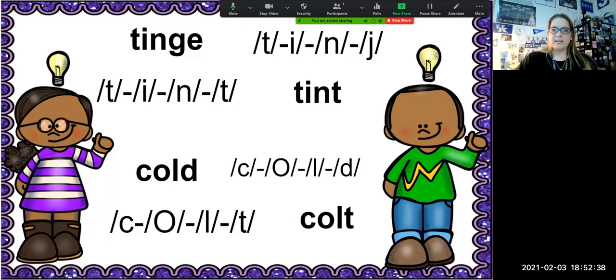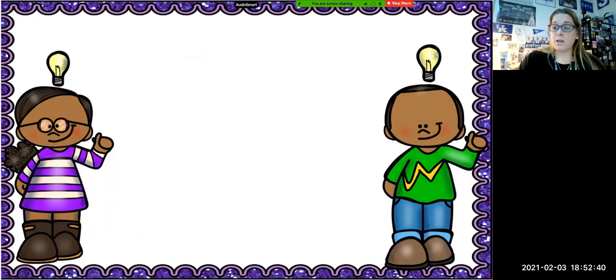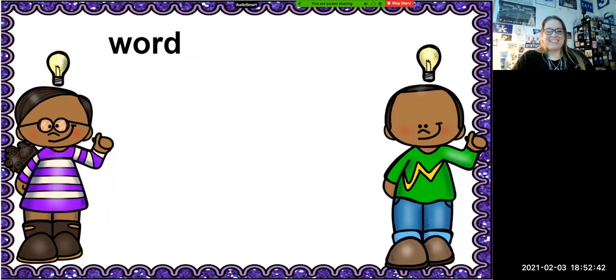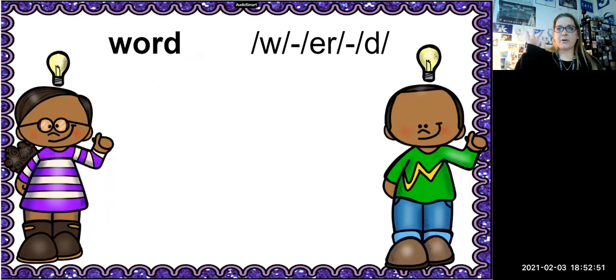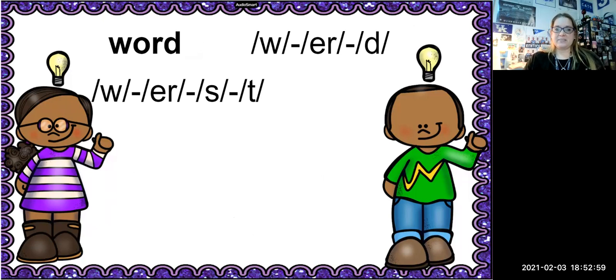Very good. The next word is the word word. How many sounds do you hear in word? We hear 3 sounds. Word. Good. We're going to change the d at the end to st. What's the new word going to be, guys? It's going to be worst.